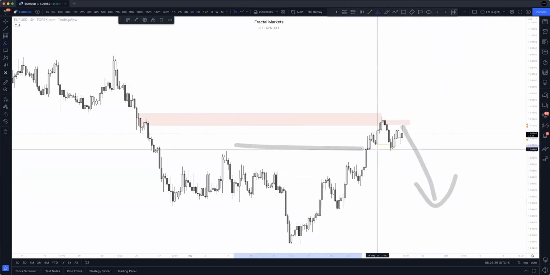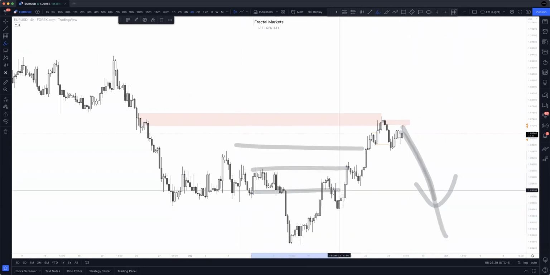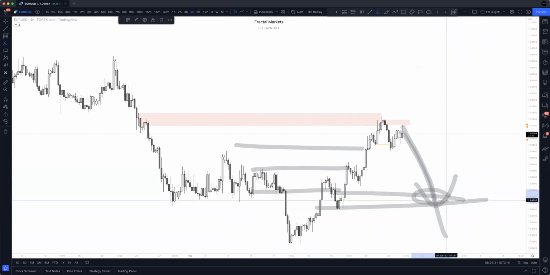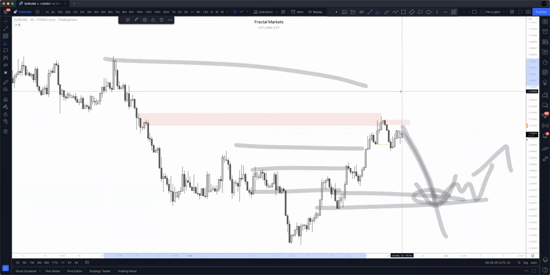We're overextended. Where's demand kick in? Well, last time demand took out supply was here. We're going to come to here, and then we have a chance at running these highs, potentially.